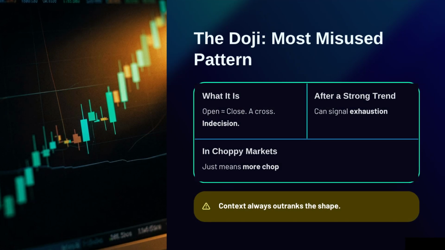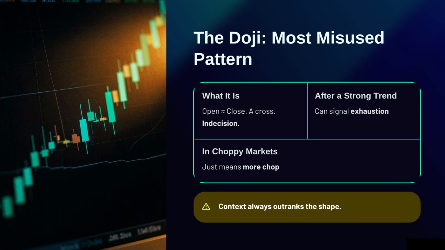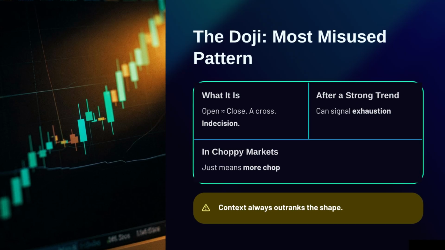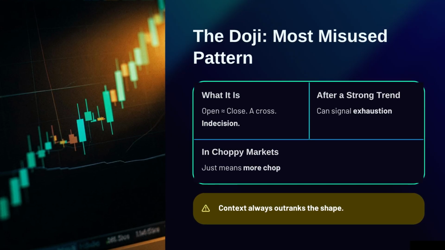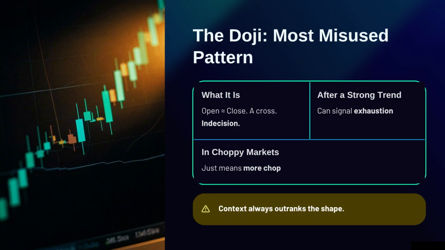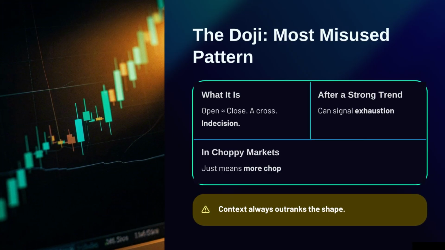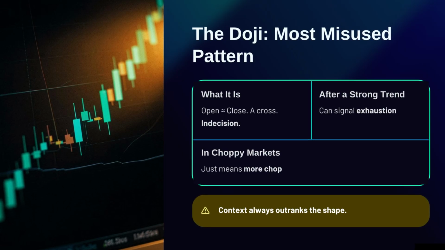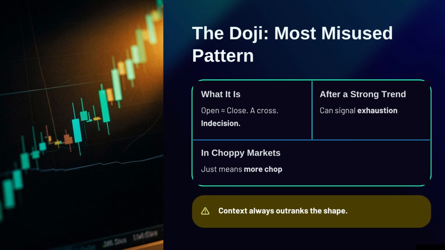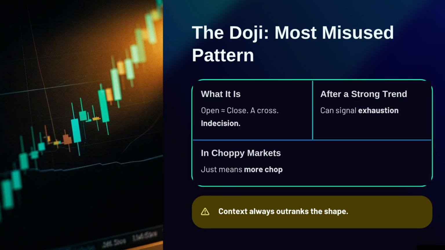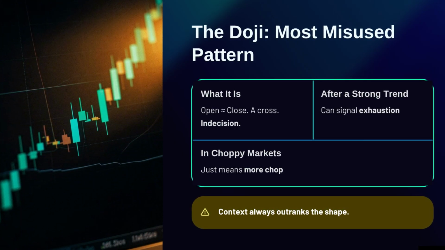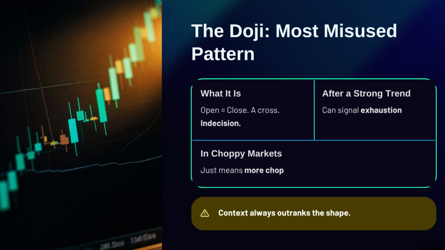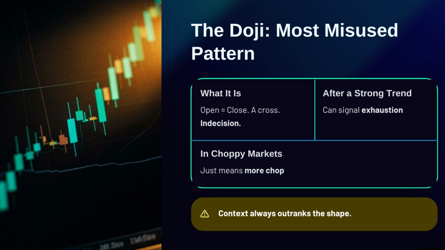Then there's the pattern people love to misuse: the doji. Open and close almost identical. The candle looks like a plus sign or a cross. A doji represents indecision. Neither buyers nor sellers could take control. Beginners treat every doji like a guaranteed reversal signal. It isn't. A doji after a strong trend can signal exhaustion. A doji in a choppy, directionless market usually signals more chop. Context always outranks the shape.